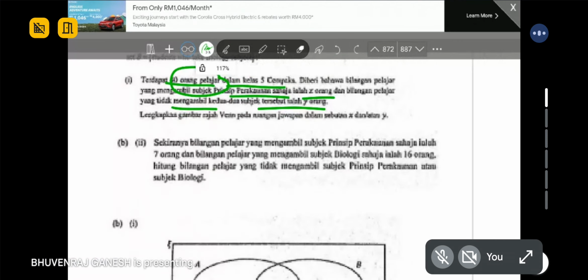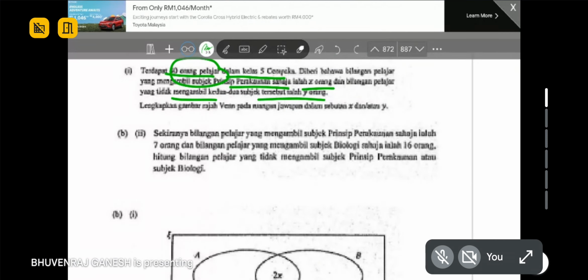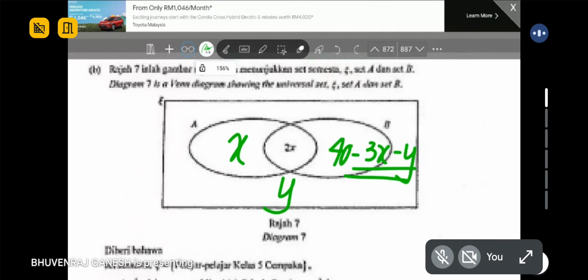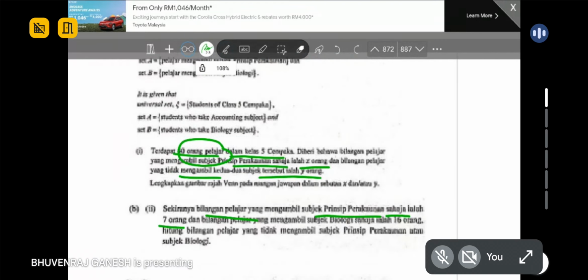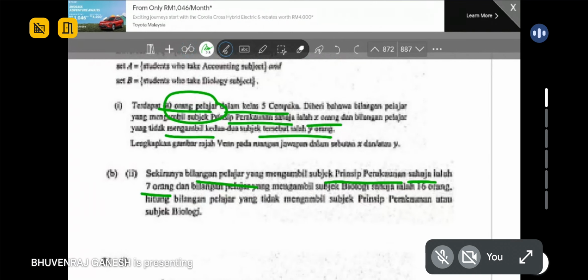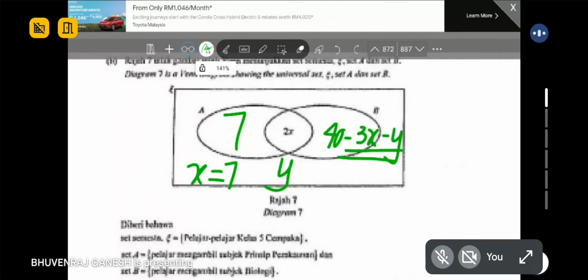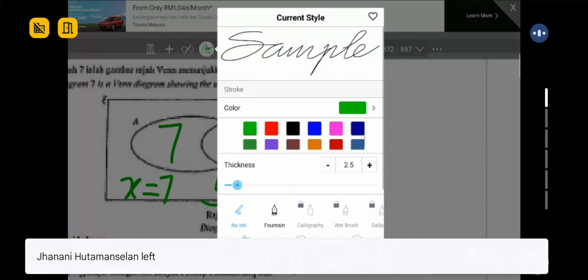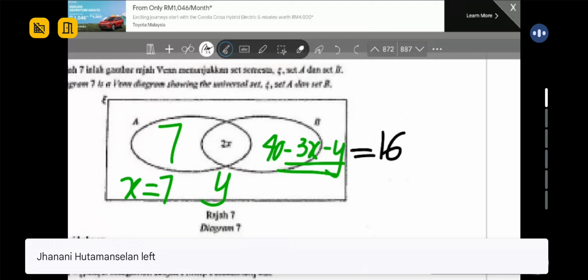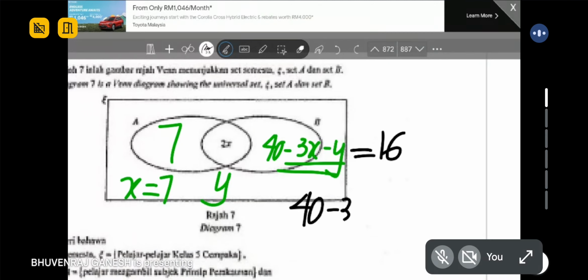Part B2. So for part B2, let me see. Okay, so they tell you the number of people who take principal accountant only is 7 people. Yang ambil accounts 7. So means that X equals 7 lah. Correct. So yang ni boleh ganti dengan 7. And then bilangan pelajar mengambil subjek biologi sahaja. Only biology 16. So they tell you only bio 16. So maksudnya yang ni 16 lah. Am I right?